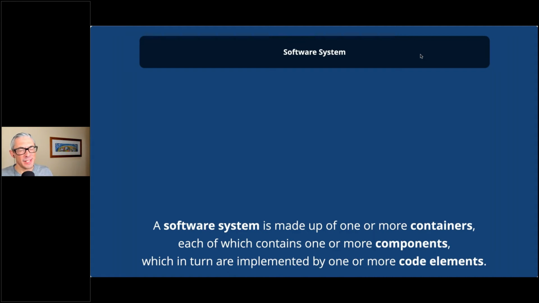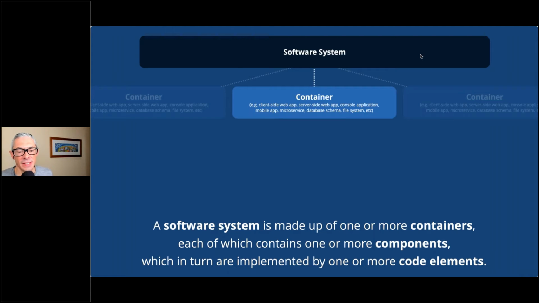That gets a bit complicated when you start thinking about service-based architectures, but if you're doing the kind of Amazon Netflix thing and you've got a whole bunch of different teams all owning their own individual services, then maybe the service is a software system. Once you look inside these things I'm calling software systems, I'm going to say they are made up of containers.